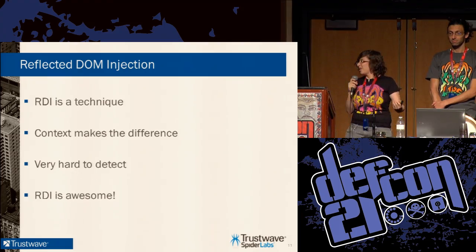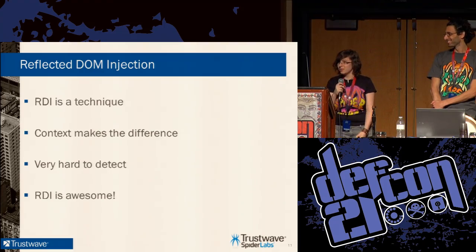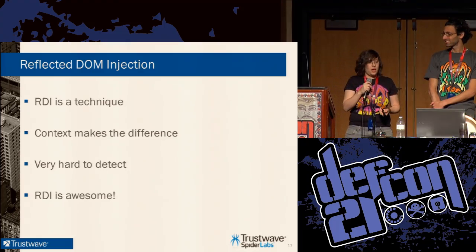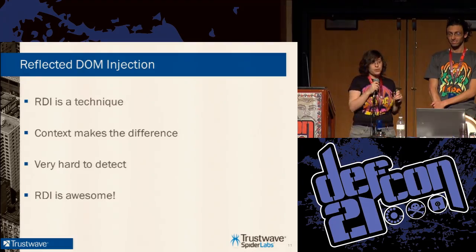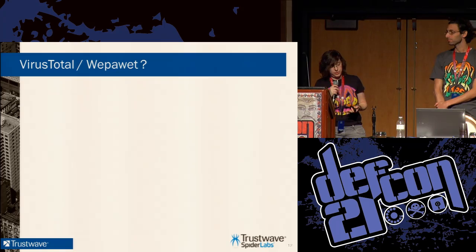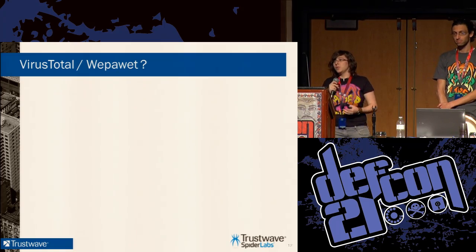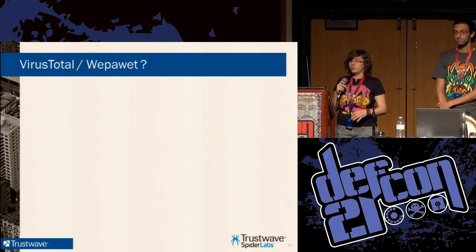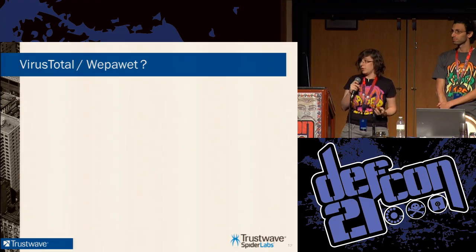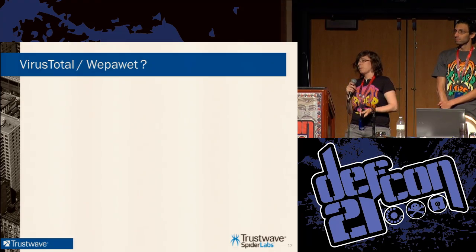And our conclusion from this is that RDI is pretty awesome for evasion. But we wanted to test it against some of the internet and see how awesome it really is. And so we went to VirusTotal once more because it has lots of security engines to test against. And this time we also wanted to test it against Wepawet, which if you don't know is a dynamic code analysis. We want to see if the code is actually executed, what they're going to see.